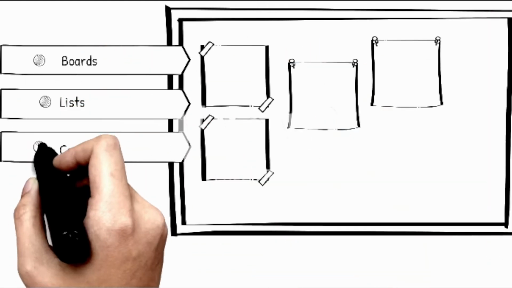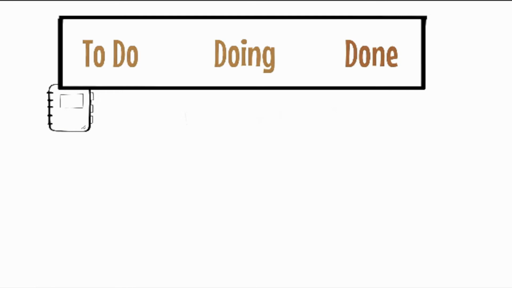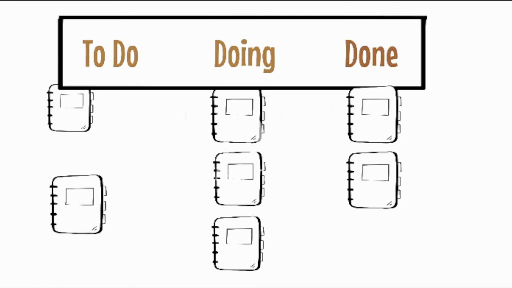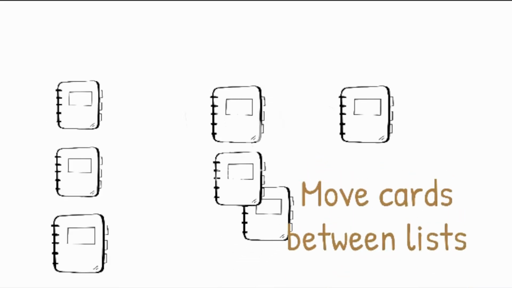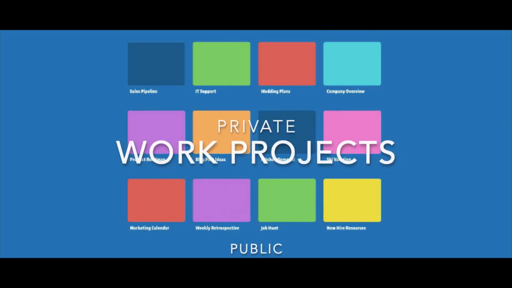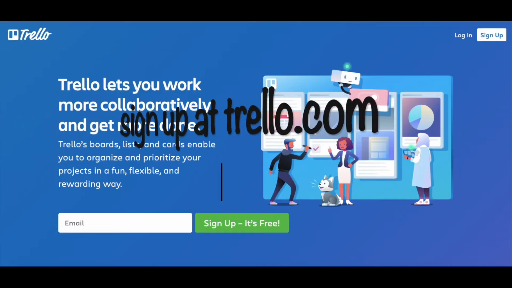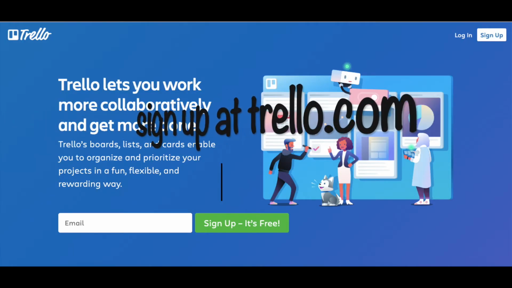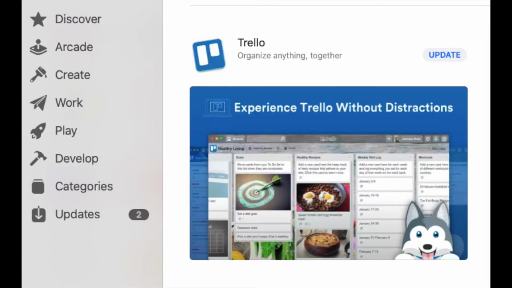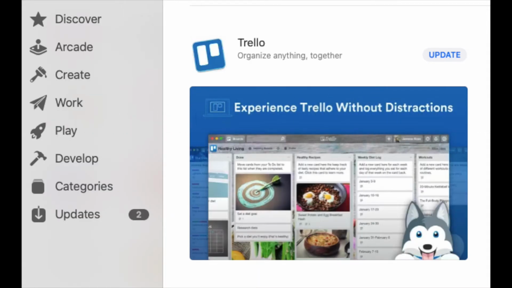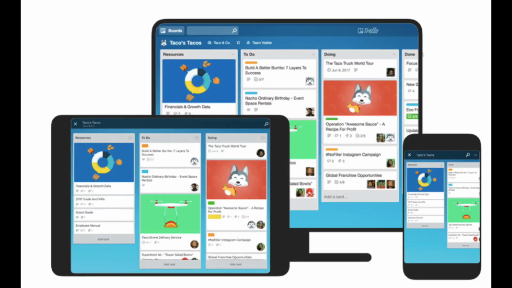With only 3 components of boards, lists, and cards, it's easy to create a Trello board. Simply organize your tasks in cards and put them in your board. Move cards between lists for organizing. Categories are private, work projects, and public. Sign up at Trello.com or download the app. Use Trello on your computer, phone, and tablet from anywhere.